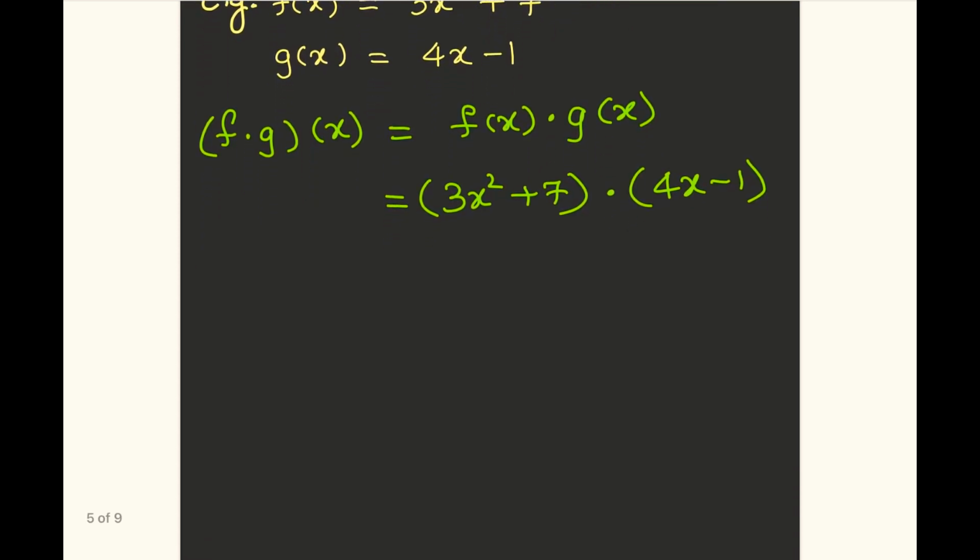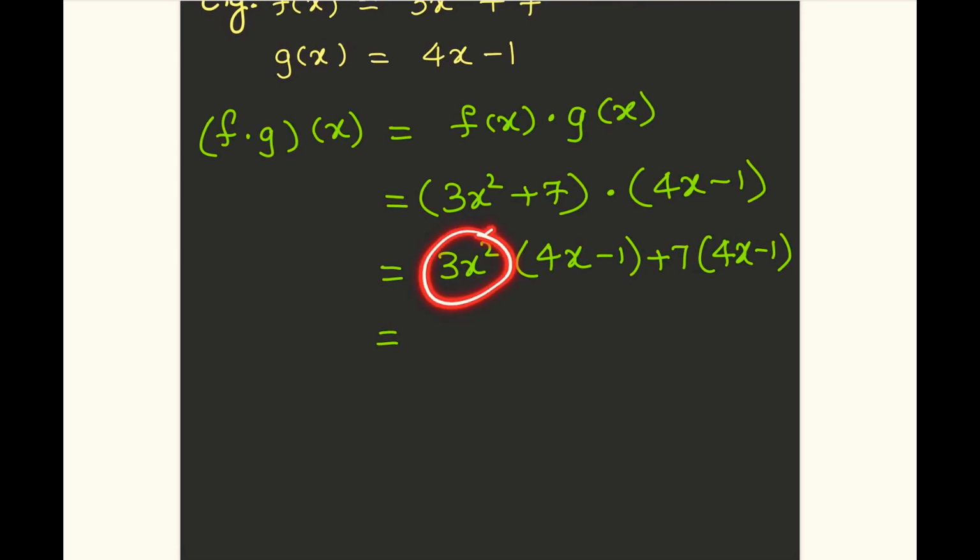Now in order to solve this, I'm going to take one term from the first parenthesis, 3x squared, and distribute it over the second parenthesis, 4x minus 1. The sign here is positive, so I write down the positive and then distribute the 7 over the other parenthesis, so plus 7 times 4x minus 1. Now you can use the distributive property here: 3x squared multiplied by 4x and by -1, and similarly 7 multiplied by 4x and by -1.